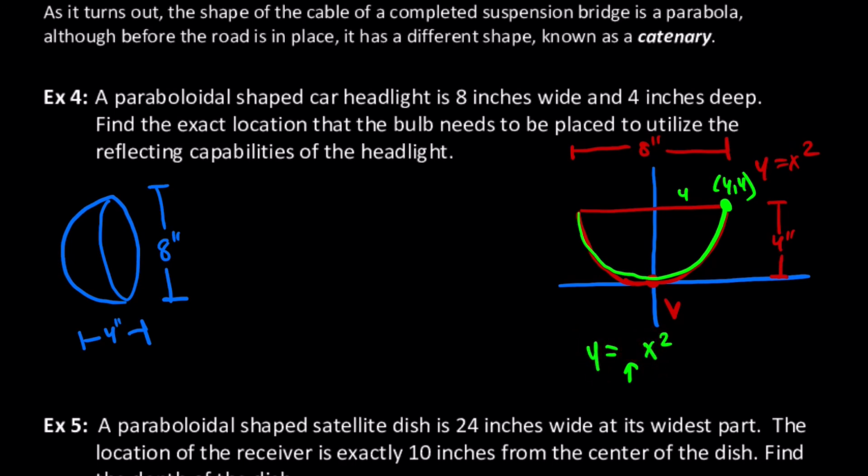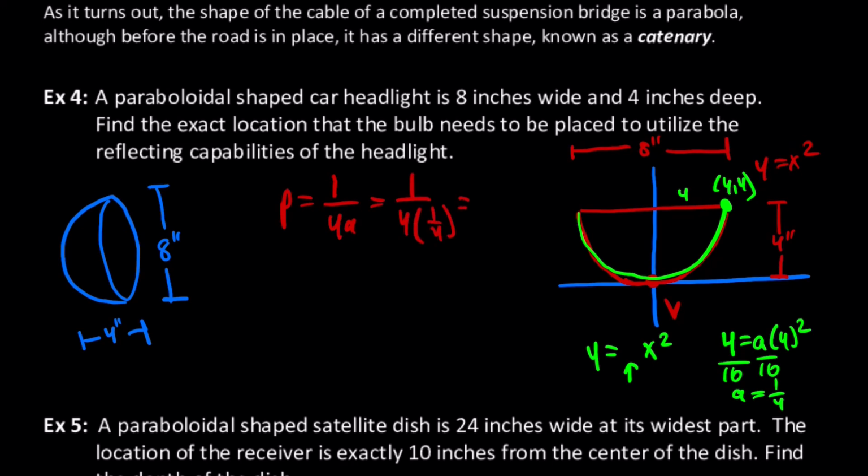I'm going to solve that equation. Okay, so I've got 4 equals a times 4 squared. Well, 4 squared is 16. Let's divide by 16. 4 over 16 is 1/4, so a is 1/4. Well, what good does that do me? Remember, the whole goal here is to find out where is my focus. The distance from the vertex to the focus is p. We've got that super important formula, p equals 1 over 4a. We just calculated a to be 1/4. Well, it's just going to be 1 over 1, or 1. So the distance from the vertex to the focus is 1.